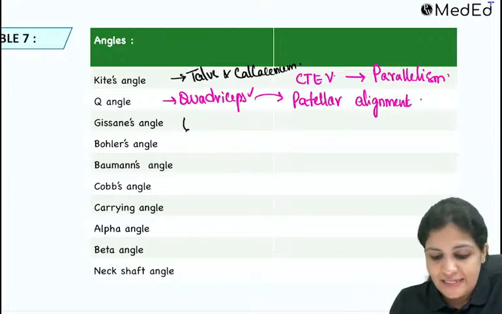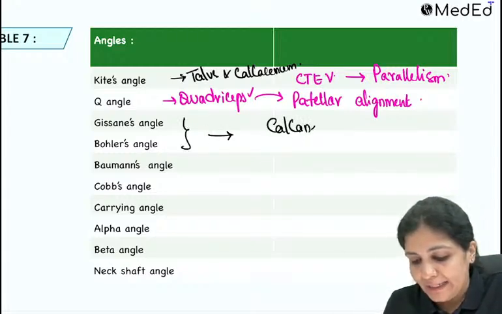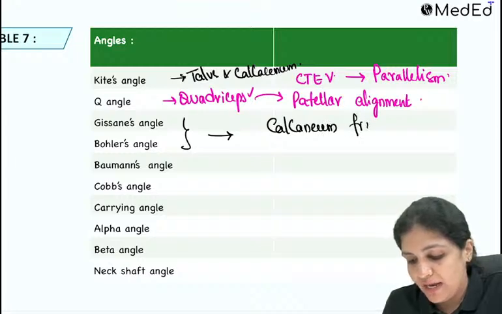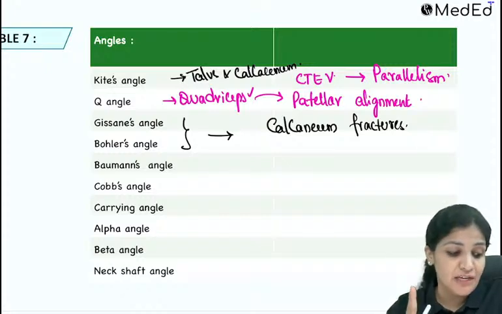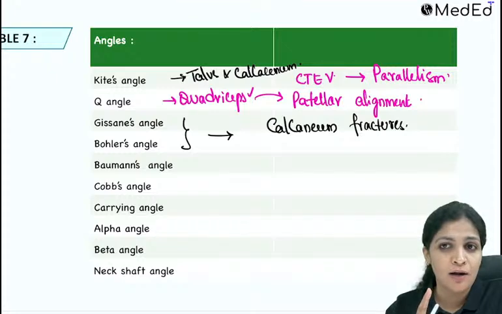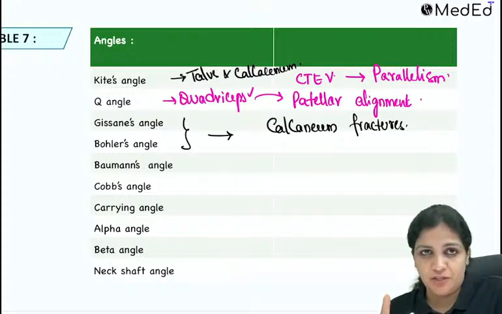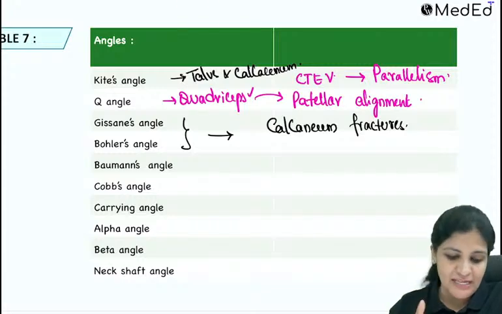So what are Gissane's and Bohler's angles? These two are useful in case of calcaneum fractures. In calcaneum fractures, there are 2 important angles. We have already dealt with the classifications. The CT classification is your Sanders classification. Your X-ray classification is your Essex-Lopresti classification, right? And the angles in calcaneum are Gissane's angle and Bohler's angle, right?